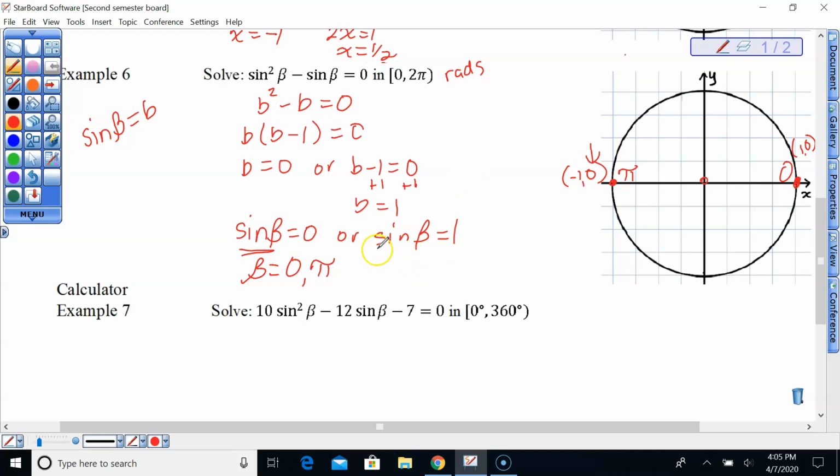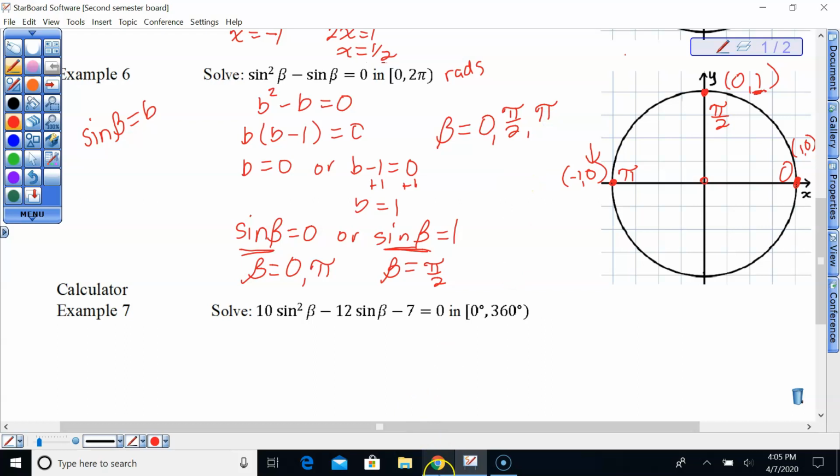And when sine of beta, or your y-coordinate, equals 1, that happens up here, and this is pi over 2. So beta equals pi over 2. And that would be all your solutions for that. So final answer here, in order from least to greatest, that'd be 0, then pi over 2, and then pi.